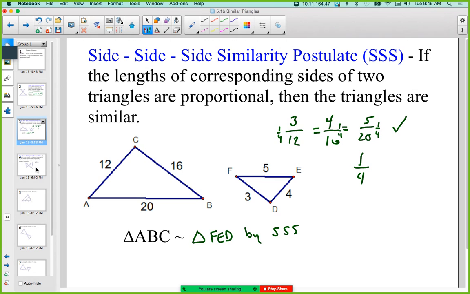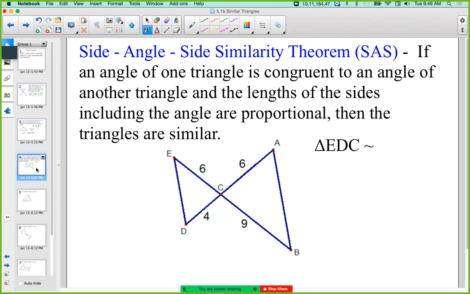All right, we have one more. Side angle side similarity theorem. If an angle of one triangle is congruent to an angle of another triangle, and the lengths of the sides, including the angle, are proportional, then the triangles are similar. Now, we're actually missing the angle here. We're not missing it. It's there because it's a vertical angle pair that we know to be congruent.